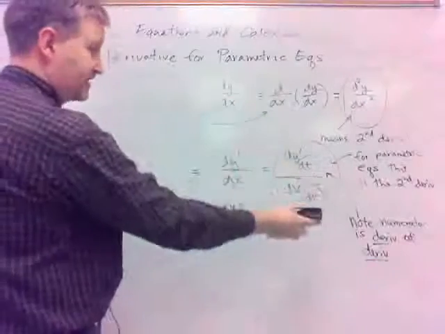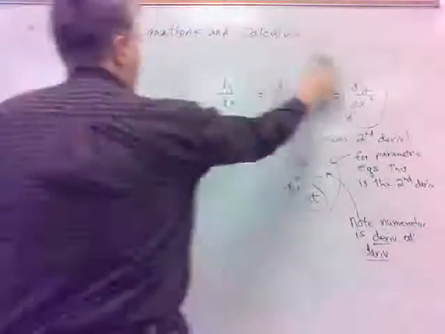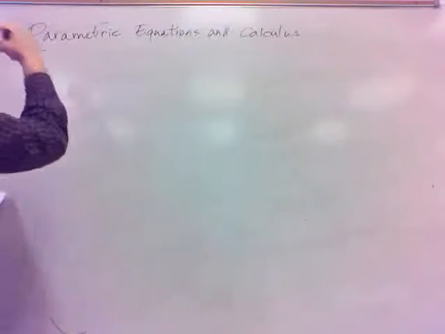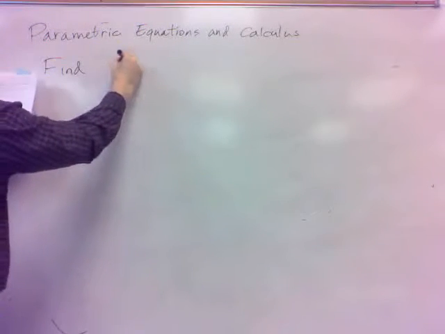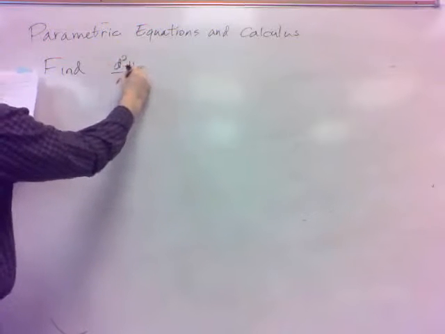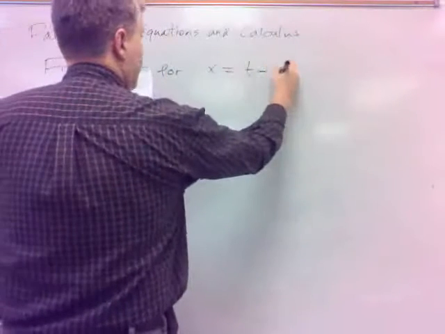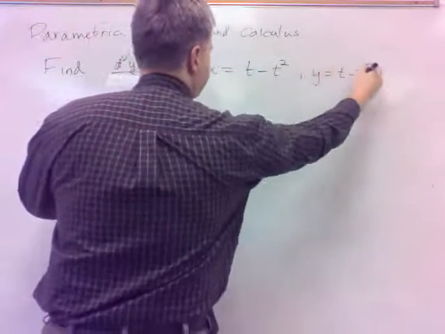Since we've got an x equation and a y equation, that's what you have to do for parametric. Okay. All right, so here is one to try. Find d squared y dx squared, the second derivative, for x equals t minus t squared, y equals t minus t cubed.